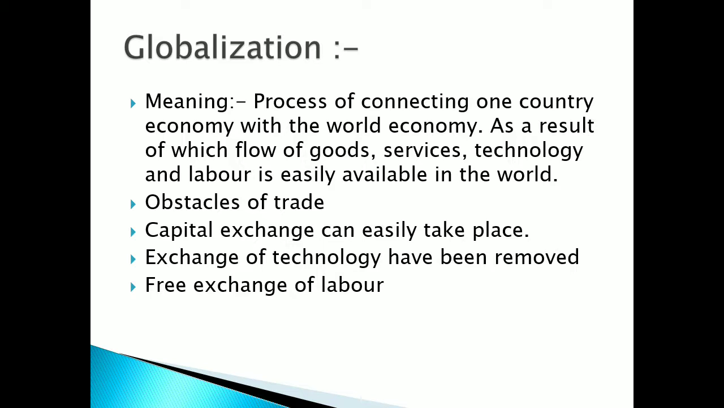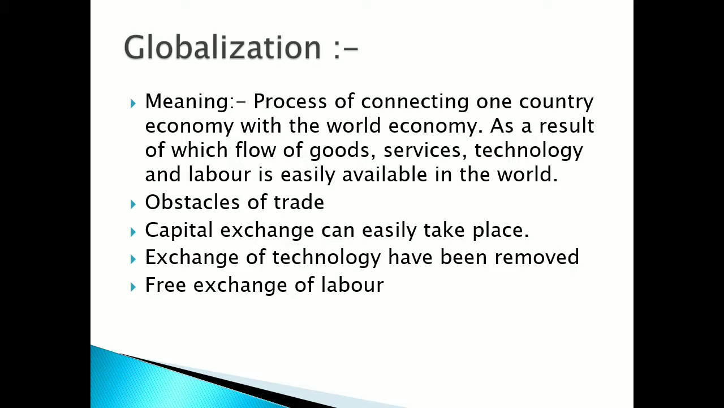The second point, capital exchange can easily take place. How does this capital exchange take place? If different countries want to invest their money in India, this can happen only if India allows them, which happened after globalization. Such conditions have been created so that capital exchange can easily take place between two nations. Now everyone is ready to do business with India, and everyone is investing their money in India. This happens due to globalization.